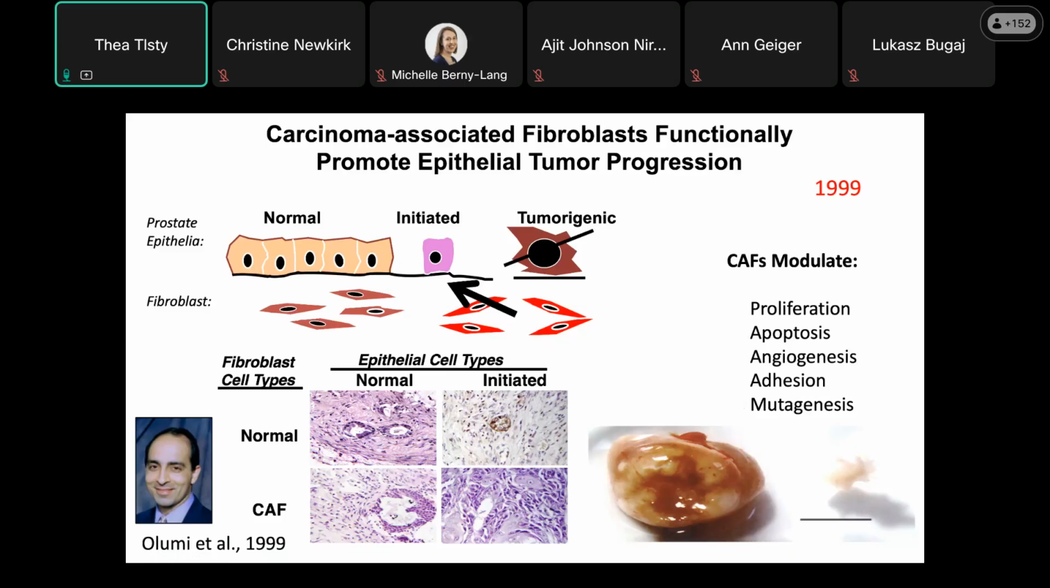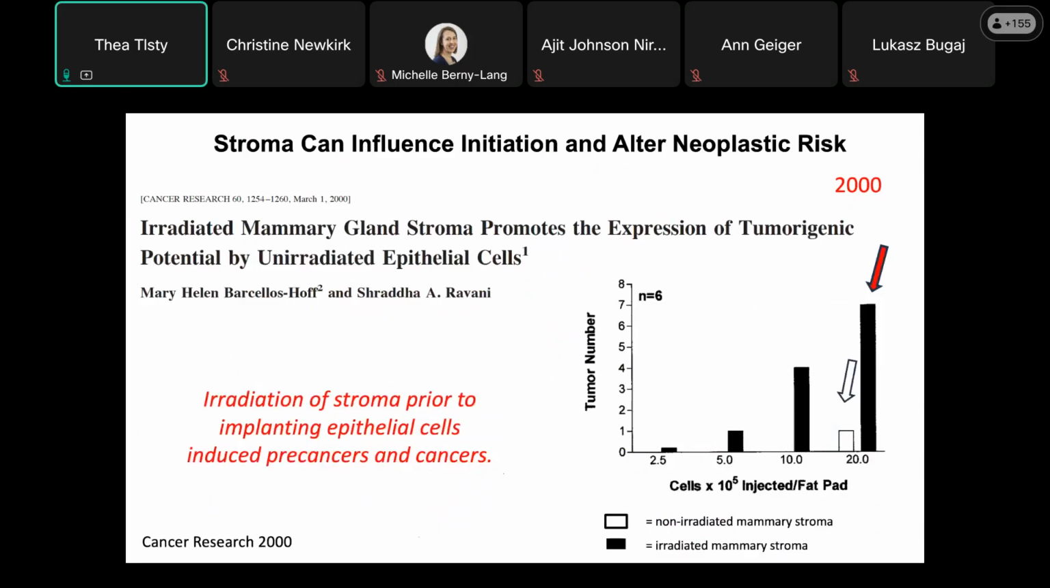And so for the last several years, what we've been doing is trying to understand what are these signals coming from these carcinoma-associated fibroblasts that actually allow initiation and progression, and are there ways that we can inhibit that so that we can have a clinical benefit from this? And what I'm going to tell you today is that, yes, we've answered this question, and I'm going to share that with you. But before I do, I wanted to tell you that other people were looking at the stroma at that time as well.